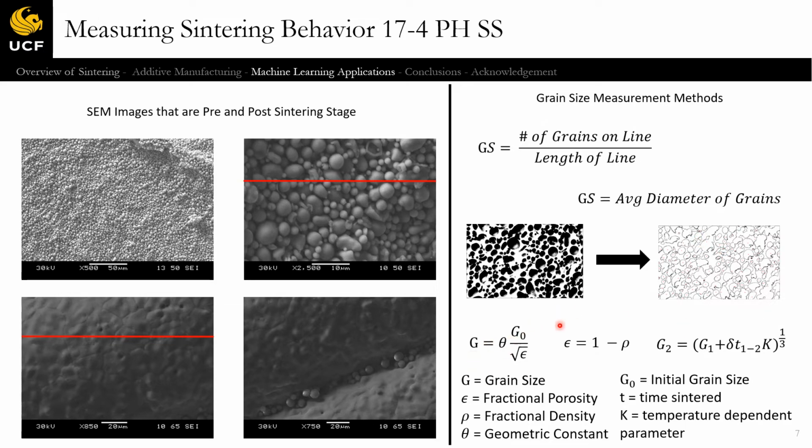Here are some of the basic equations that help us to use grain size as a method for prediction of either porosity, which is epsilon, or density, which is rho, and relate to that. And this equation here is a way to discretize grain size with time, and these equations just help relate grain size with density, porosity, and sintering time.